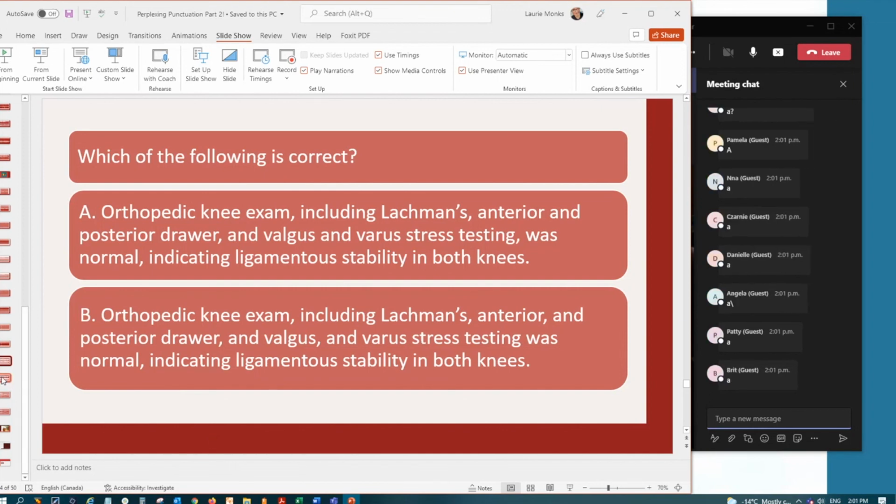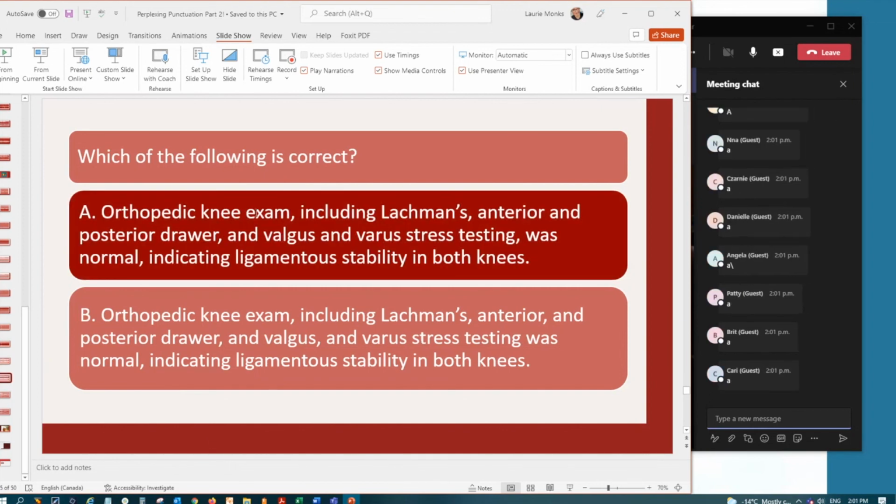Good job. So in this case, the basic sentence is orthopedic knee exam was normal. That's your basic sentence. Then everything that we tested is an interrupting element, just telling us what we tested. That interrupting element just happens to be a list. The reason that we don't have a comma after anterior is that anterior and posterior both apply to drawer, because there's an anterior drawer test and there's a posterior drawer test. Same with valgus. We don't have a comma after valgus because there's valgus stress testing and there's varus stress testing. So that's why there's no commas there.